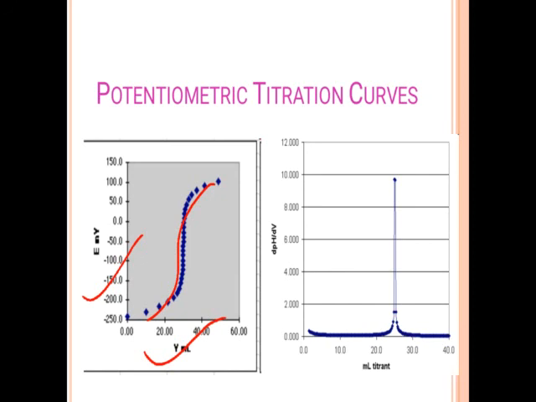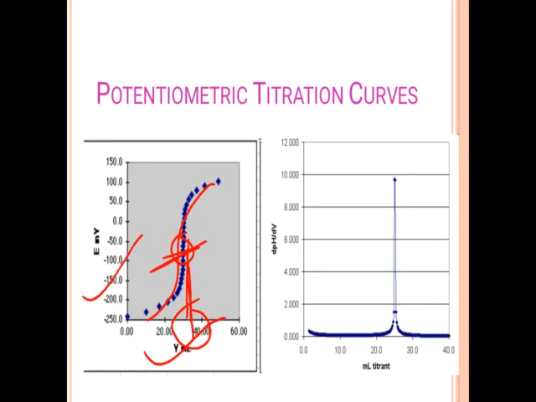If we take the center of this part and drop a perpendicular to the x-axis, we get the center point. That center point is nothing but the end point of the titration. That is the volume corresponding to the center part of the sigmoid curve, and it is said to be the end point of the titration. That is the first method.